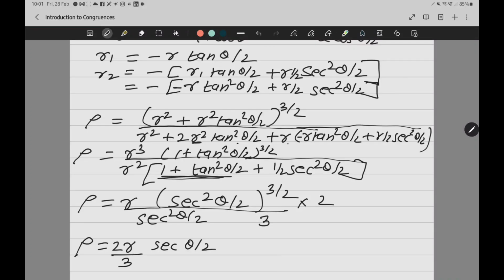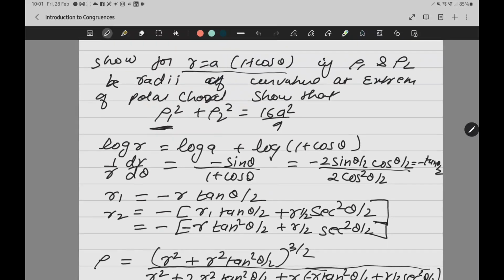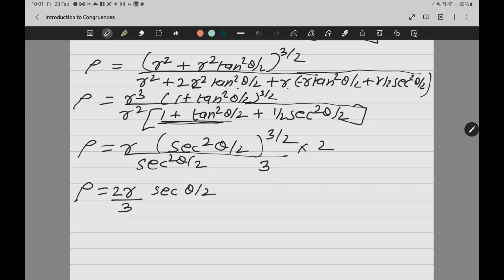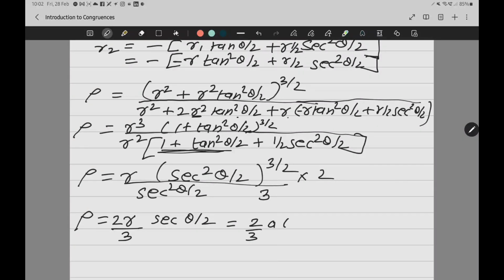Now I need to understand what they are asking. They are asking rho 1 and rho 2 are the radii of curvature at the extreme and you need the square of this. So let me square it and I should put the value of R as well. So I'll put 2 by 3, R is equal to what? R is equal to A1 plus cos theta. So A1 plus cos theta and secant theta by 2. Correct? Now I will try to simplify it.